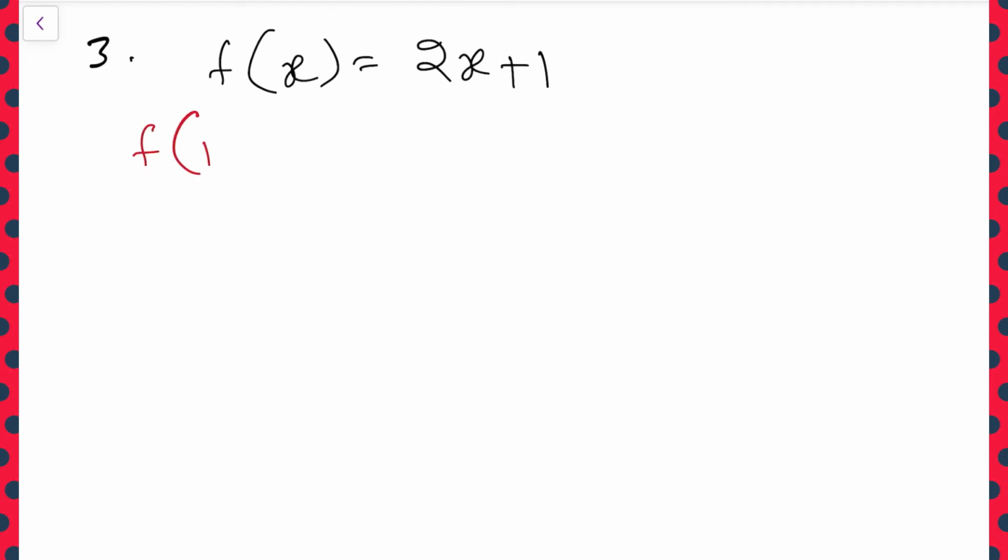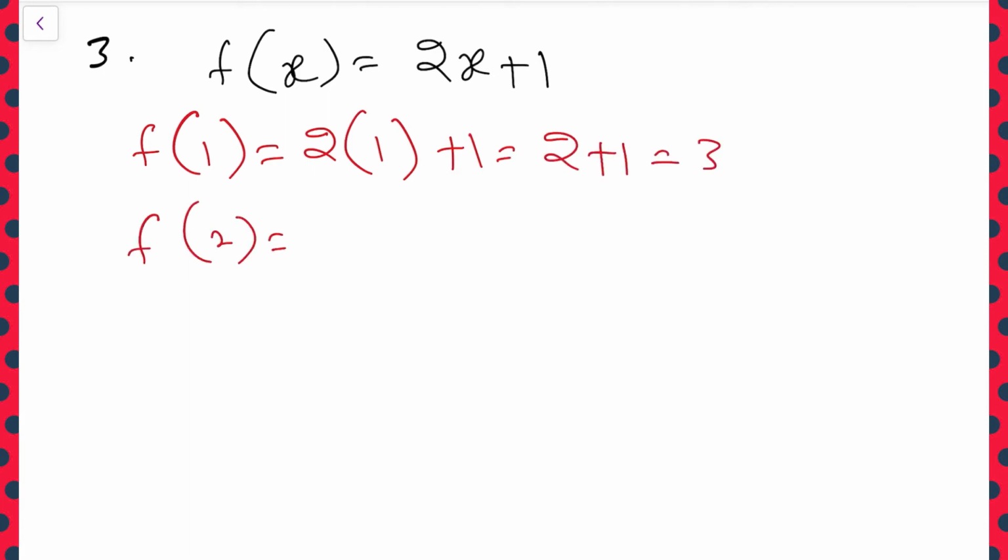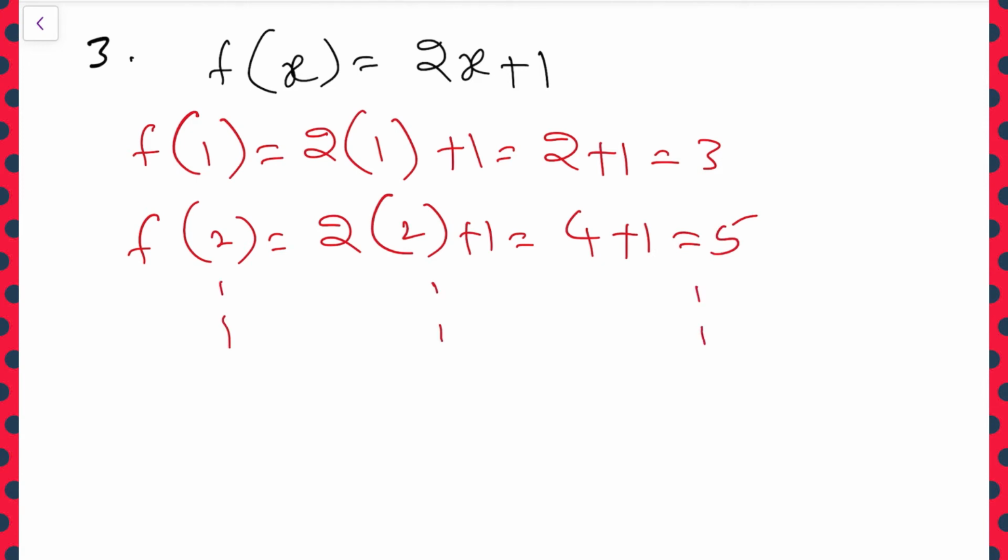I am taking f(1). Substituting 1 in the place of x: 2 into 1 plus 1. 2 ones are 2, plus 1, that is nothing but 3. Then I substitute f(2). f(2) is nothing but 2 into 2 plus 1, that is 4 plus 1, nothing but 5. Like this, if we continue, always for a distinct element in set A, we will get a distinct image in set B. So we can conclude that this is a 1-1 function, otherwise called an injection.